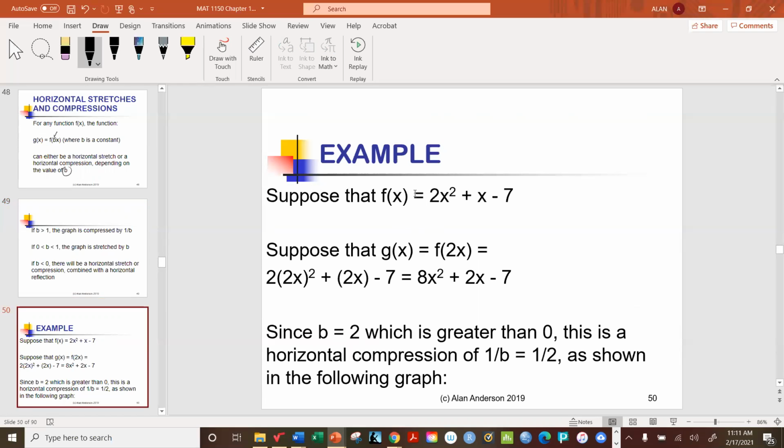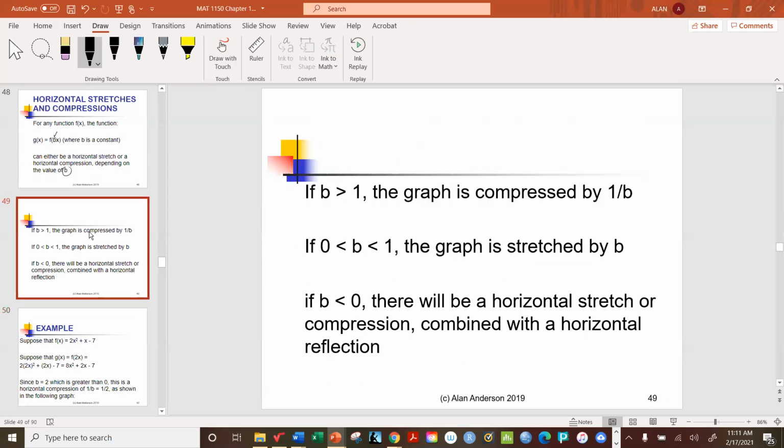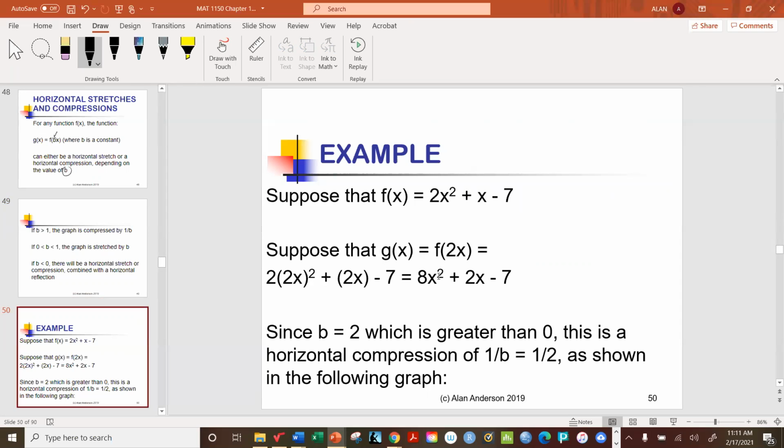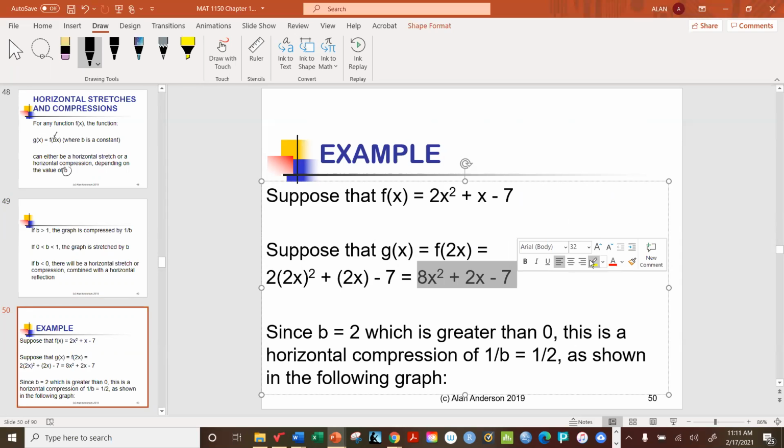All right, so here we have the original function. It's clearly a parabola. And now we're going to have f of 2x, which means that b is greater than 1, which means we'll have some compression. F of 2x, now remember what we have to do here. Each of these x's is replaced by 2x to get to this point. And when you write those all out, you'll see that the new function is 8x squared plus 2x minus 7.